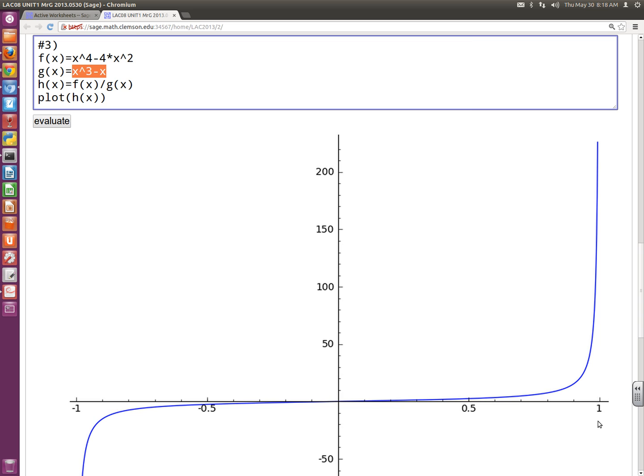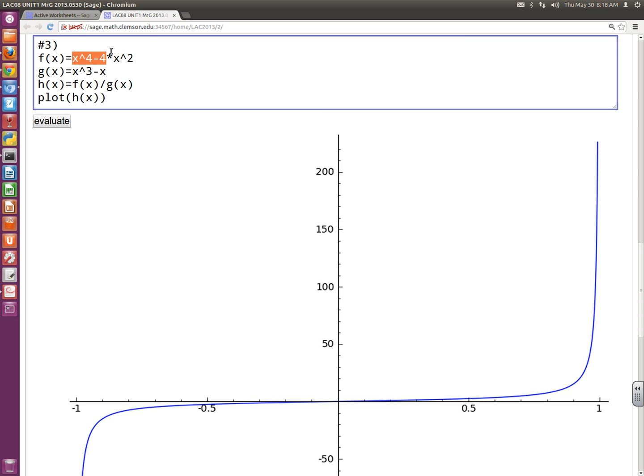Why do you have a vertical asymptote at 1 and not at 0? Jason. He's doing the dance? Okay. Why is there a vertical asymptote at 1, a 0 for g, at negative 1, a 0 for g, but not at 0, which is also a 0 for g?